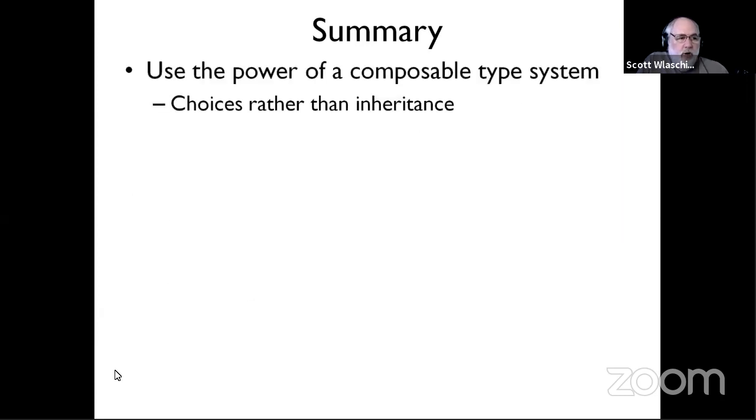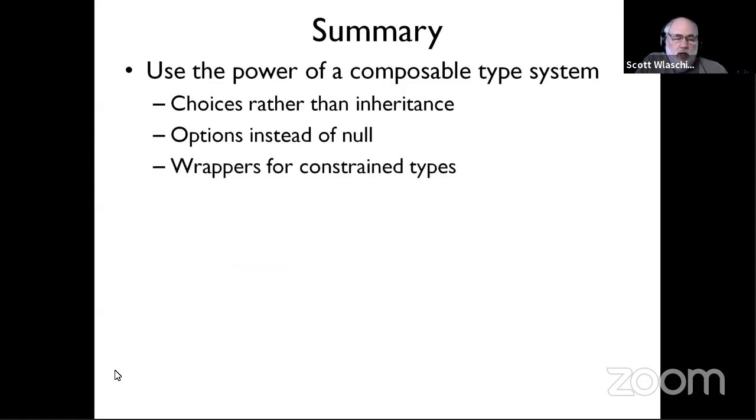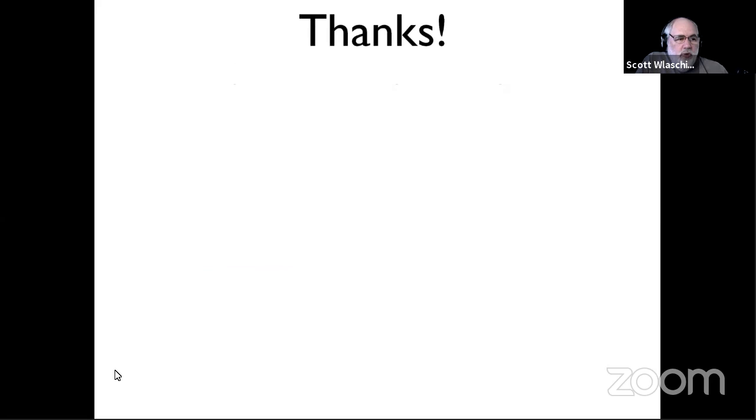And finally, the power of a composable type system. So these choice types are really fantastic. I prefer them over inheritance. I prefer options instead of using null. I use a lot of wrappers for these constraint types, and I really try and make illegal states unrepresentable. So that's it, I think.